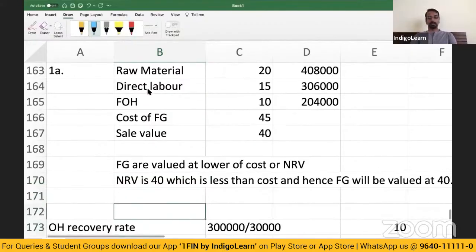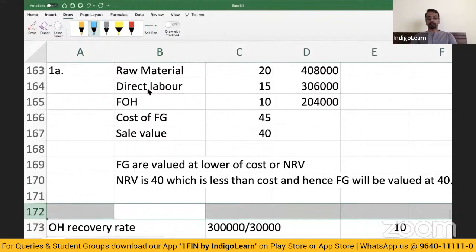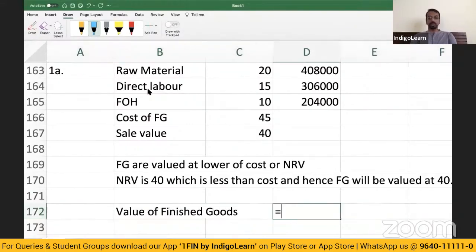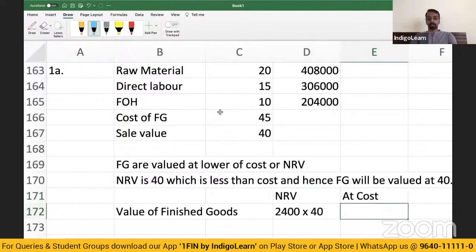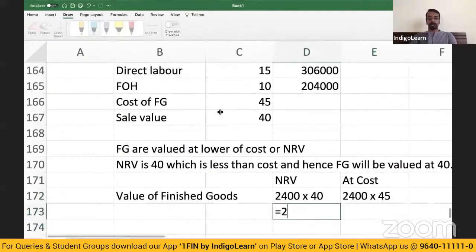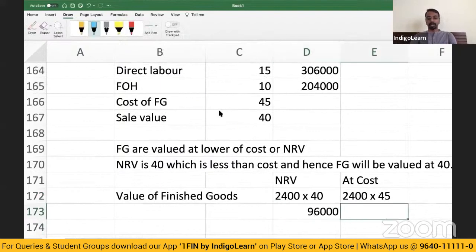What is the value of finished goods? Value of finished goods will be number of units of finished goods, which is 2400 multiplied by 40, at NRV. At cost, it will be 2400 multiplied by 45. So that will be 2400 multiplied by 40 and 2400 multiplied by 45. NRV is lesser, so it will be valued at 96,000.